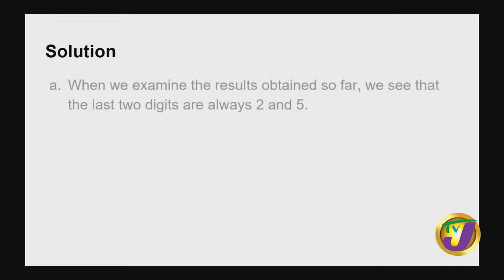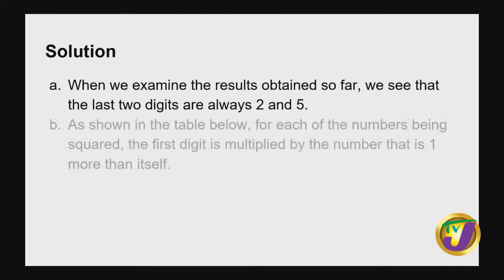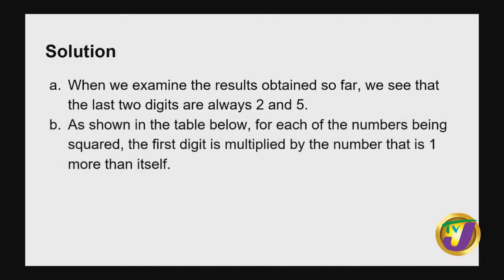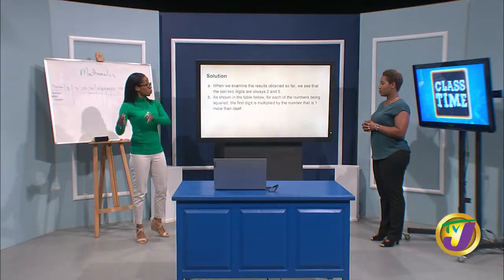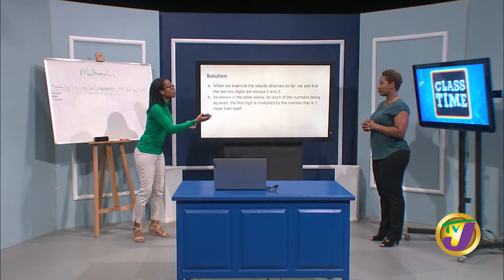When we examine the results so far, we see that the last 2 digits are always 2 and 5, 25. And remember, we were squaring numbers ending in 5. When we looked at the table, for each of the numbers being squared, the first digit is multiplied by a number that is 1 more. So when you multiplied 1 times 2, you would have looked at your tens column there, but it would still have been 1 more, because when you realize that, hey, you have 65 and I jumped to 95, you can work it out. Realize what took place.